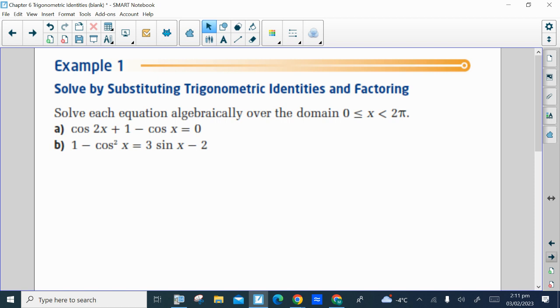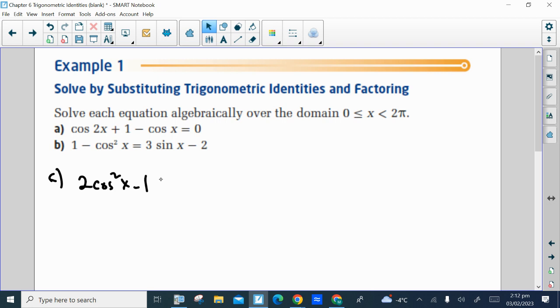So for the first one, we have cos 2x plus 1 minus cos x equals 0. So remember, we have three different options for cos 2x. There's cos squared x minus sine squared x, 2 cos squared x minus 1, or 1 minus 2 sine squared x. Because we have a term here of just cosine x, I'm going to use the substitution for cos 2x that only involves cosine. I'm going to use the fact that cos 2x can be written as 2 cos squared x minus 1. It only involves cosine. Now, it's true there is another term there, the 1, but that's fine. We just wouldn't want any terms involving sine.